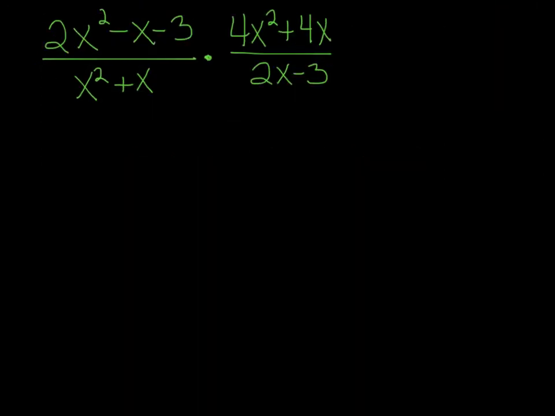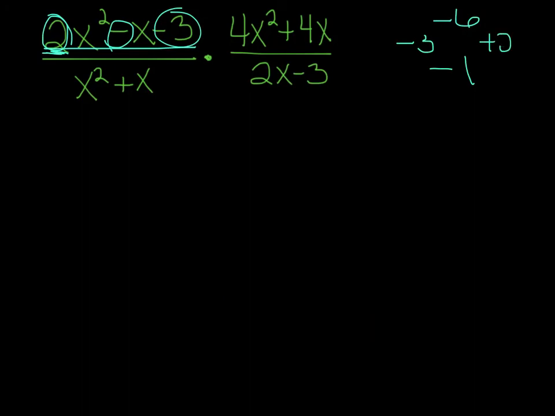Alright, here's another one. This one needs to be factored too, and I gave you a harder trinomial here to factor because I have 2x squared minus x minus 3, so I've got a coefficient of 2. So remember, in this case, we multiply 2 times negative 3, and we get negative 6. And we need factors of negative 6 that add to get our middle term of negative 1. Factors of negative 6 that add to negative 1 would be negative 3 and positive 2.